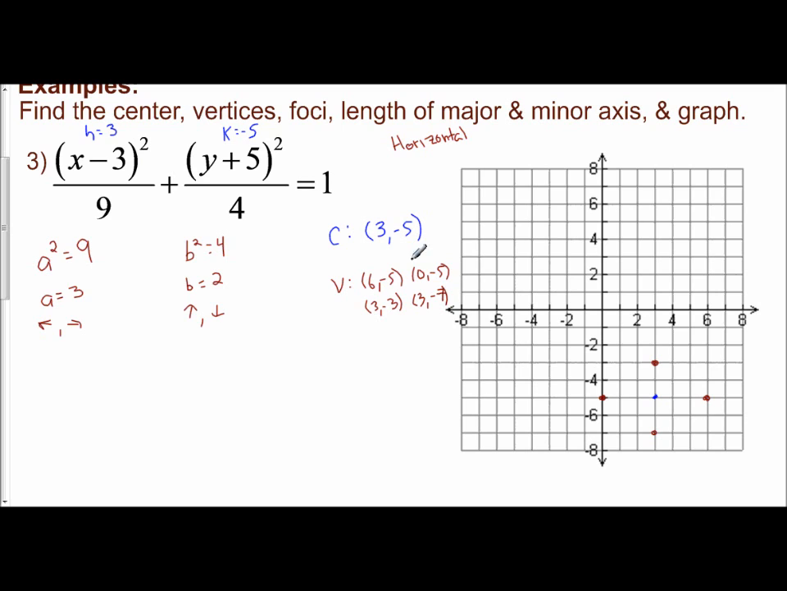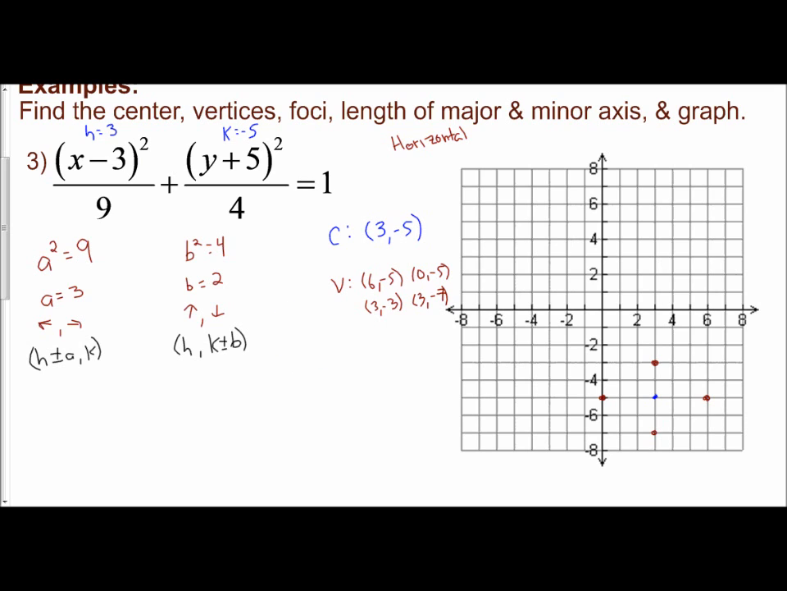Now, if you wanted to use the formulas, you would do h plus or minus a, comma k, and you would do h, comma k plus or minus b, and that should yield the same results. If you look at what I did, I went left and right a units. Well, that's adding and subtracting from your h. I went up and down b units. That's adding and subtracting from your k. So I did use the formulas, but I used them visually instead of algebraically.